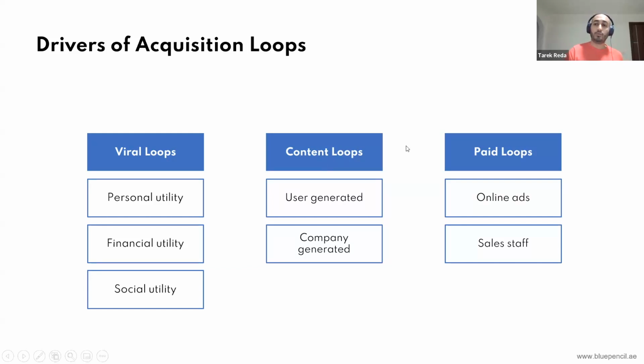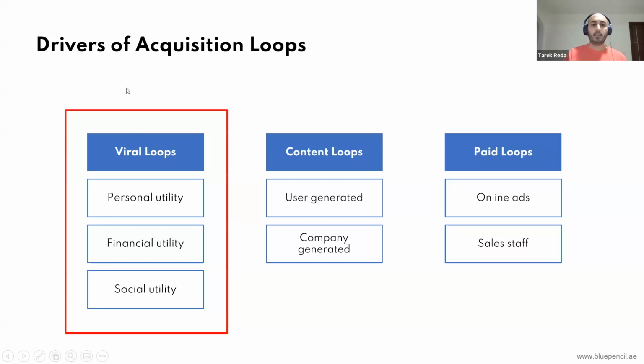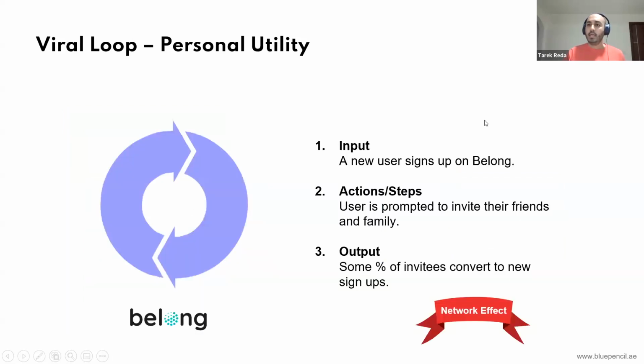Moving on to content loops, you have two types: a user-generated content loop and a company-generated content loop. And within paid loops, you have two: online ads, which is straightforward, running ads, and the other would be sales staff. Let's take each one of these and really understand what we're talking about, first looking at viral loops: personal, financial, and social.